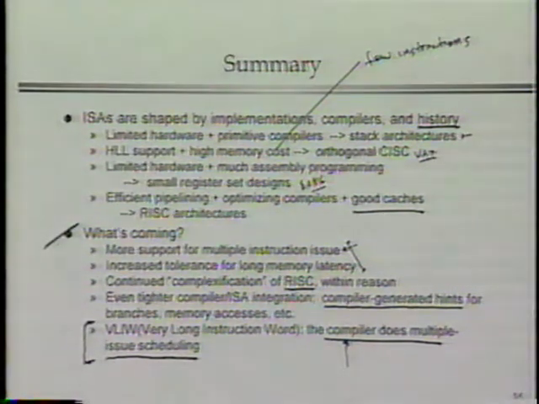Question? Yes. Have there been studies done to determine whether or not the benefit you get from VLIW is actually in the hardware, or whether it's just the compiler optimization?